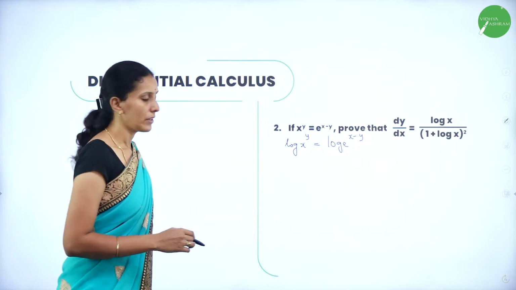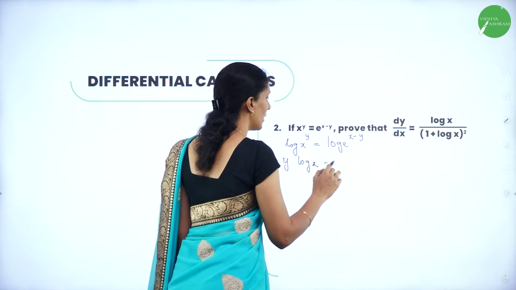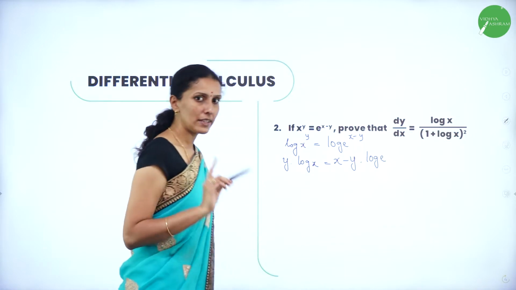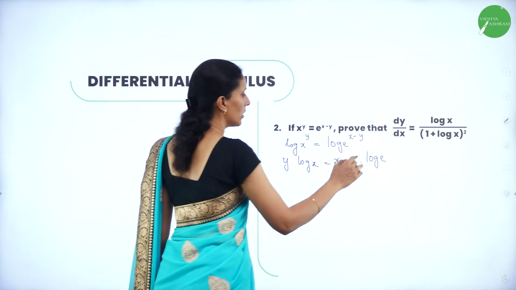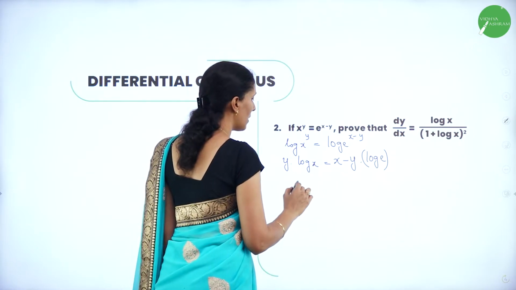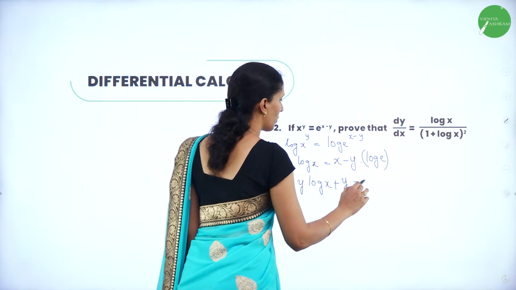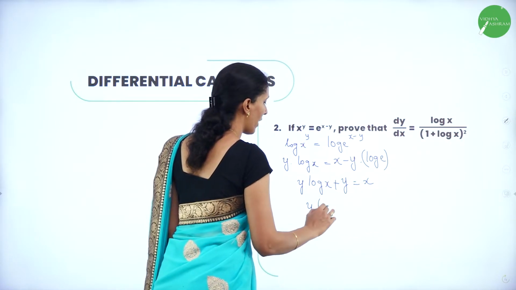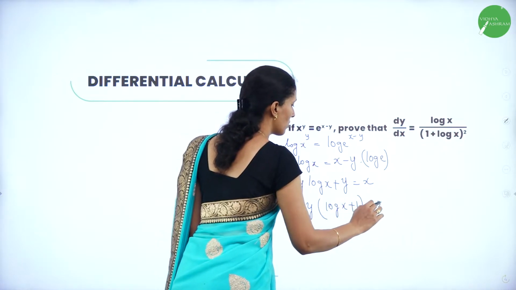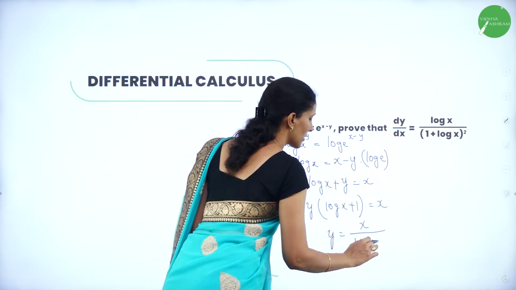Clearly, the power can be written as a product. So this is y into log x and here it is x minus y into log e. The value of log e is 1, so you can leave it. So this value is equal to 1 now. So shift y, and it becomes y log x plus y is equal to x. If you take y as a common factor, you will get y into log x plus 1 is equal to x. Or if you want y, you can write it as x divided by 1 plus log x.